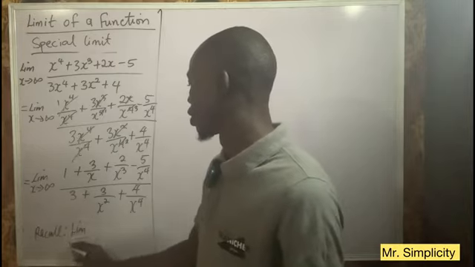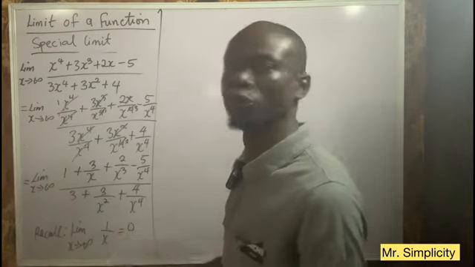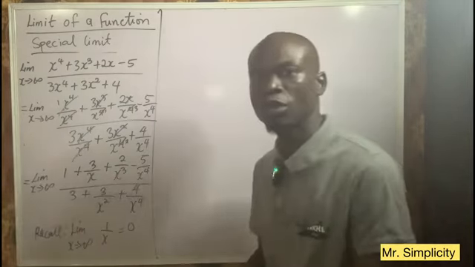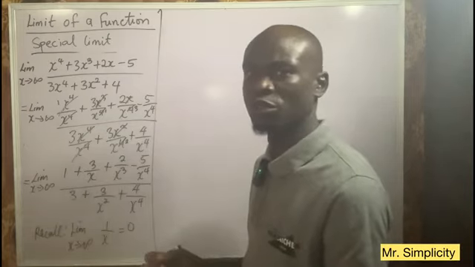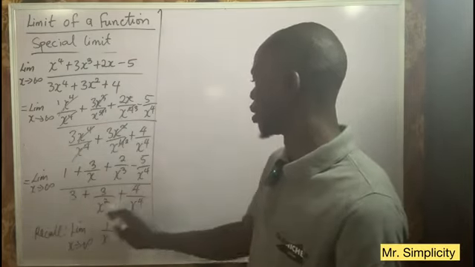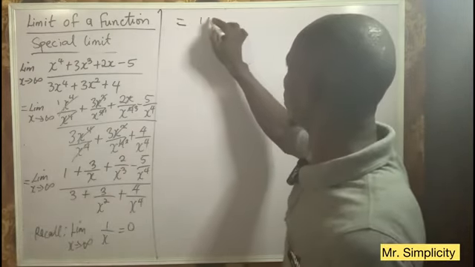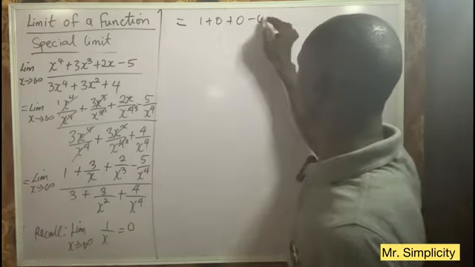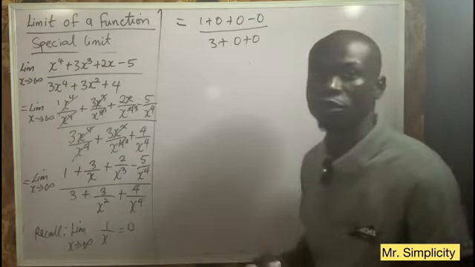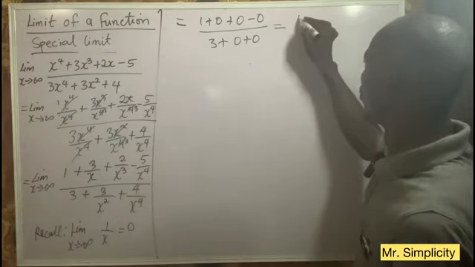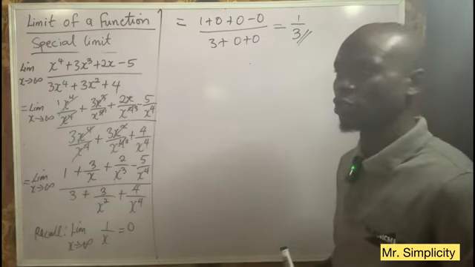limit as x tends to infinity 1 over x is 0. So we try to remind whoever is going to go through the work that this is why I'm changing all these parameters to 0. So now this will become 1 plus 0 minus 0 all over 3 plus 0 plus 0. So all this will become 1 over 3. So that's our answer for this question.